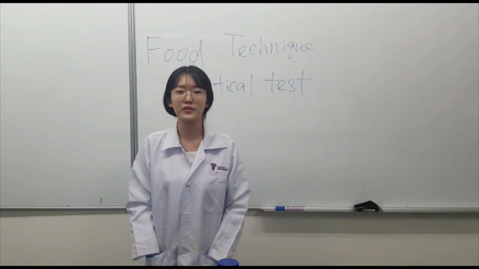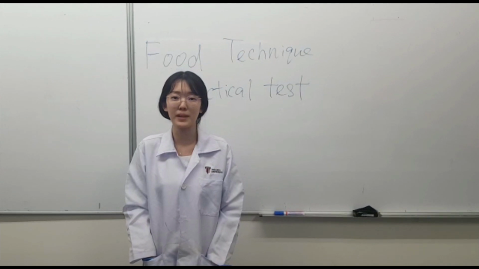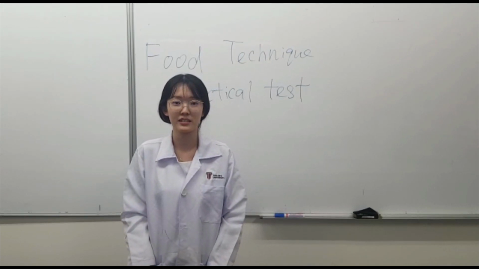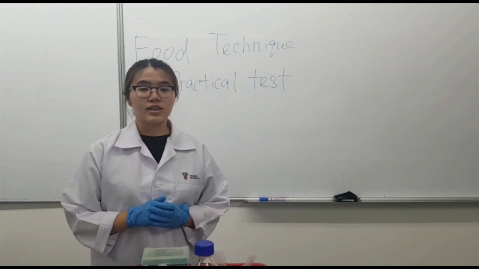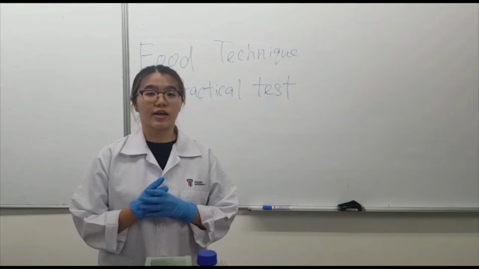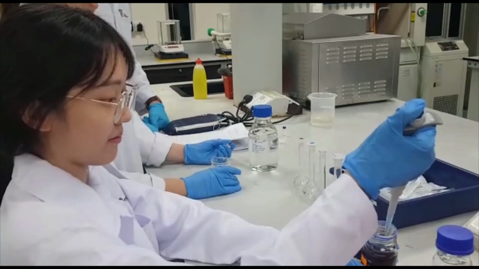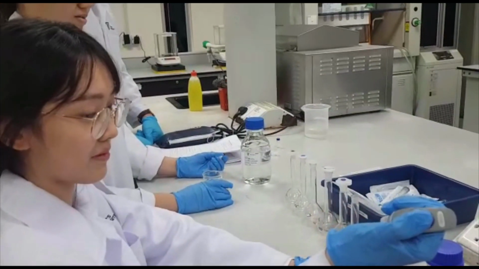The objective of this practical is to quantify the concentration of caffeine in black tea by using HPLC. So the problem statement of this experiment is determination of the concentration of caffeine in black tea by using HPLC. Now the procedures of sample preparation will be illustrated.